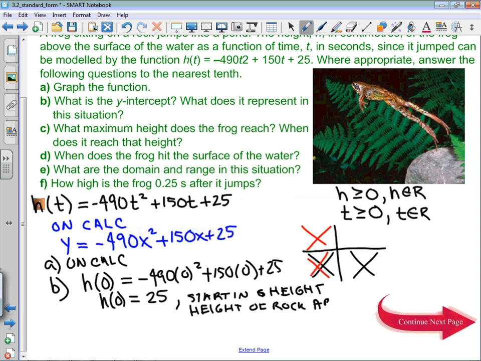And it is very, very important that you read these questions carefully because they could define that height as maybe from the bottom of the pond, but it does tell us that height is above the surface of the water. So that's not the case for this question.